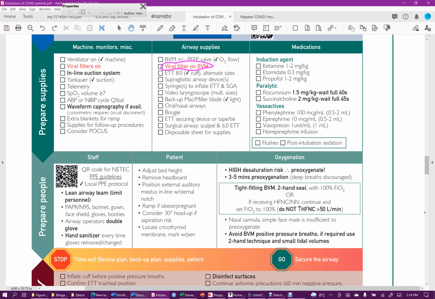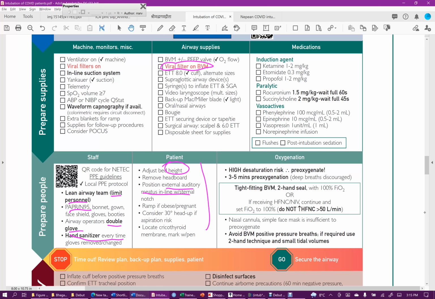Airborne precaution PPE. Then limit the number of personnel. We'll talk about what my colleague has developed for my hospital. And then all of these things: double glove, hand sanitizer every single time, PAPR, etc. Make sure that the height is perfectly good. Then make sure of the head-to-sternal-notch alignment, ear to external auditory meatus to sternal notch, so ramp it up. This is the sniffing position, etc.